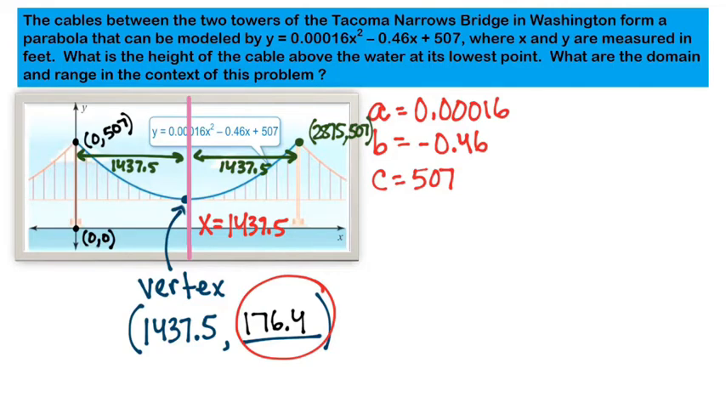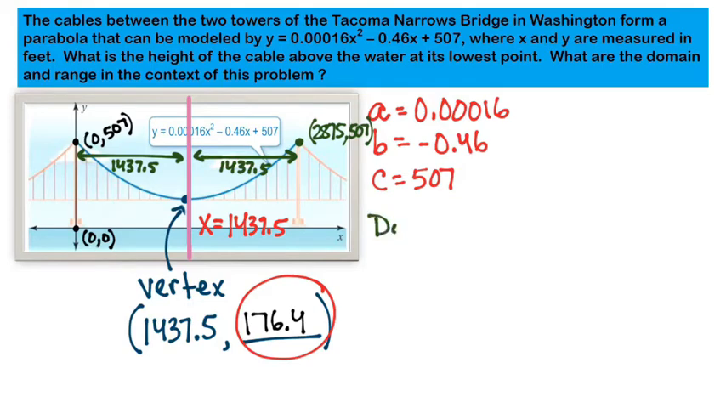So we have our axis of symmetry. We know the points at the top of both columns of the bridge, and we know the minimum value by looking at the y-coordinate of the vertex. So first, let's start with the domain.